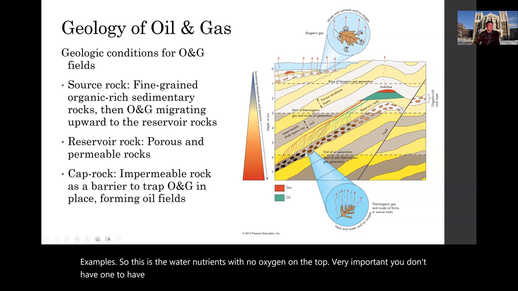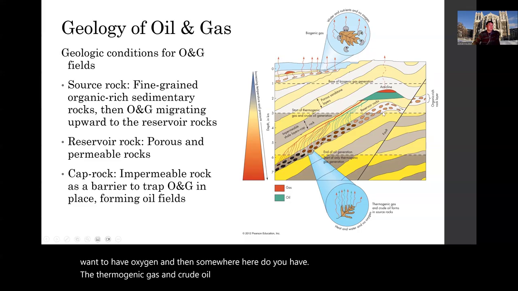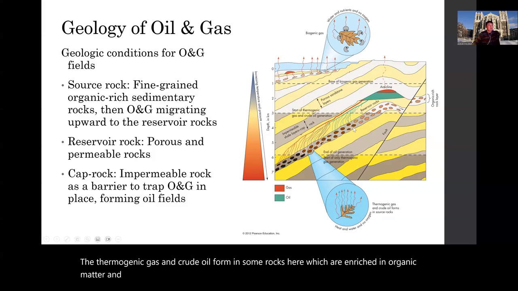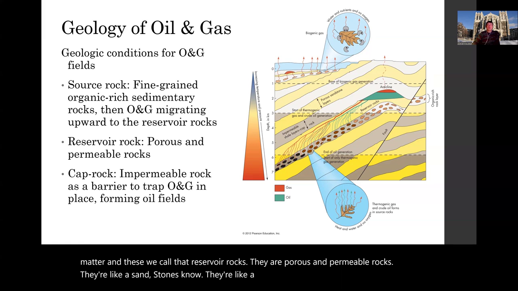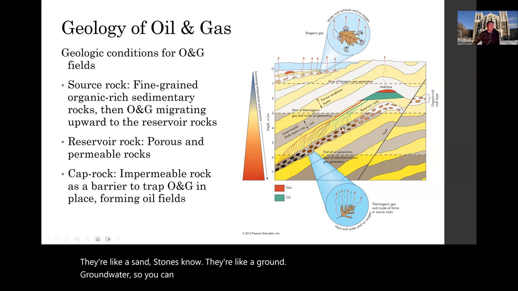And then somewhere here you have the thermogenic gas and crude oil formed in some rocks which are enriched in organic matter. And these, we call reservoir rocks. They are porous and permeable rocks, like sandstones, like groundwater aquifers. So these kinds of reservoir rocks can store oil and gas.